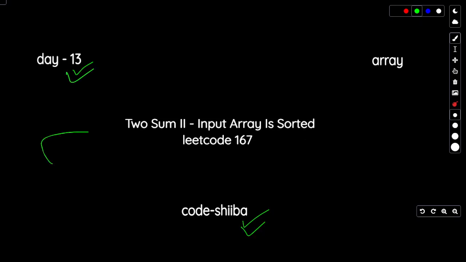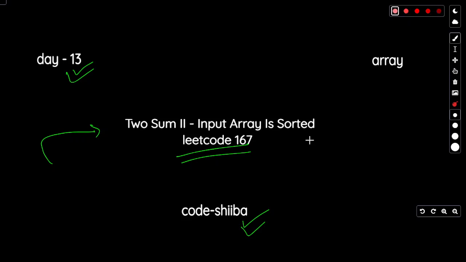The problem that we will be solving today is Two Sum II, where the input array is sorted, and this is LeetCode problem number 167. I would urge you to solve the LeetCode problem Two Sum before jumping into this problem, because this is nothing but a follow-up question to that problem.